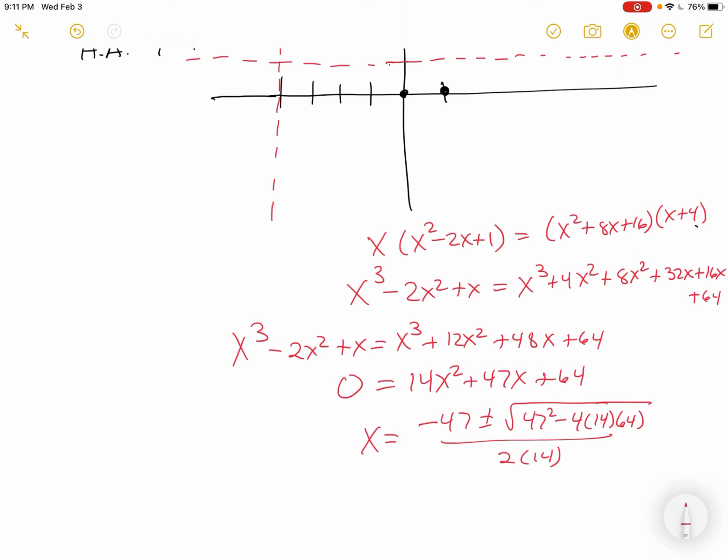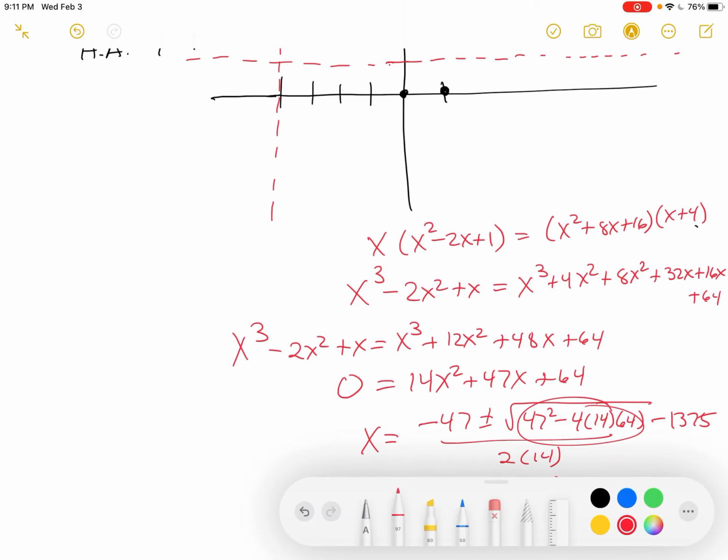Okay, if you looked at that, this part right here is negative. That's what I was wondering about. Would it be positive or negative? And it's going to be negative. The 4 times 14 times 64 trumps the 47 squared. It's bigger than it. And we actually have a negative 1375. So the answer is no, they don't cross. This thing never crosses the line y equals 1. That's good to know, right?